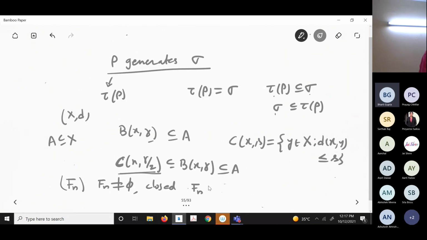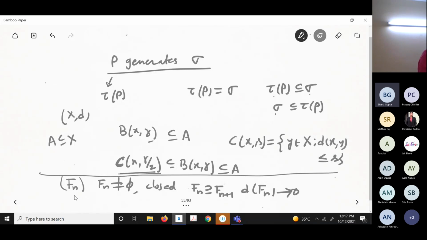Fn contains Fn plus 1, and the diameter of Fn goes to 0. I'm recalling the statement of Cantor's intersection theorem: you have a sequence of closed sets, decreasing, non-empty, such that the diameter goes to 0, then the conclusion is that the intersection is non-empty. In fact, it will consist of one point because of this condition. But the main thing is that the intersection is non-empty.